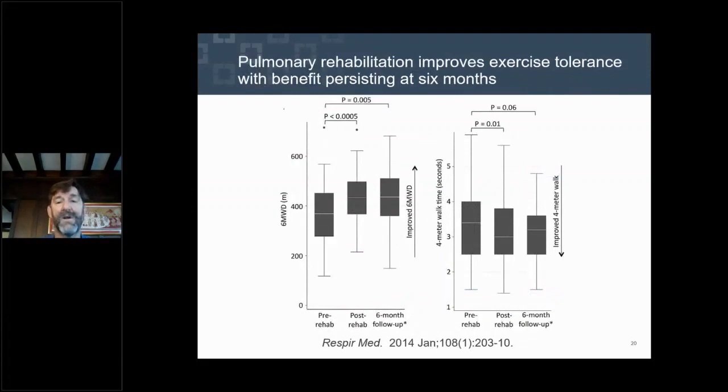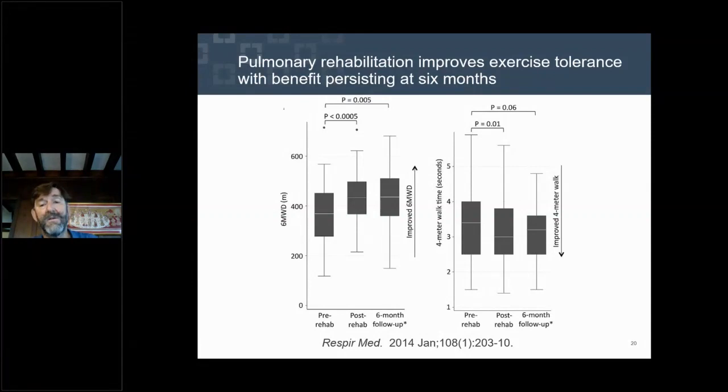Pulmonary rehab, what this shows is that with pulmonary rehab, in the left panel, distance increases a little bit, and in the right panel, your 4-meter walk time decreases. I like the 4-meter walk time, and it's clinical. So it's how quickly can you move 4 meters? So how quickly can you move around your house? That really goes to quality of life. And the shorter the time, the higher quality of life you have.